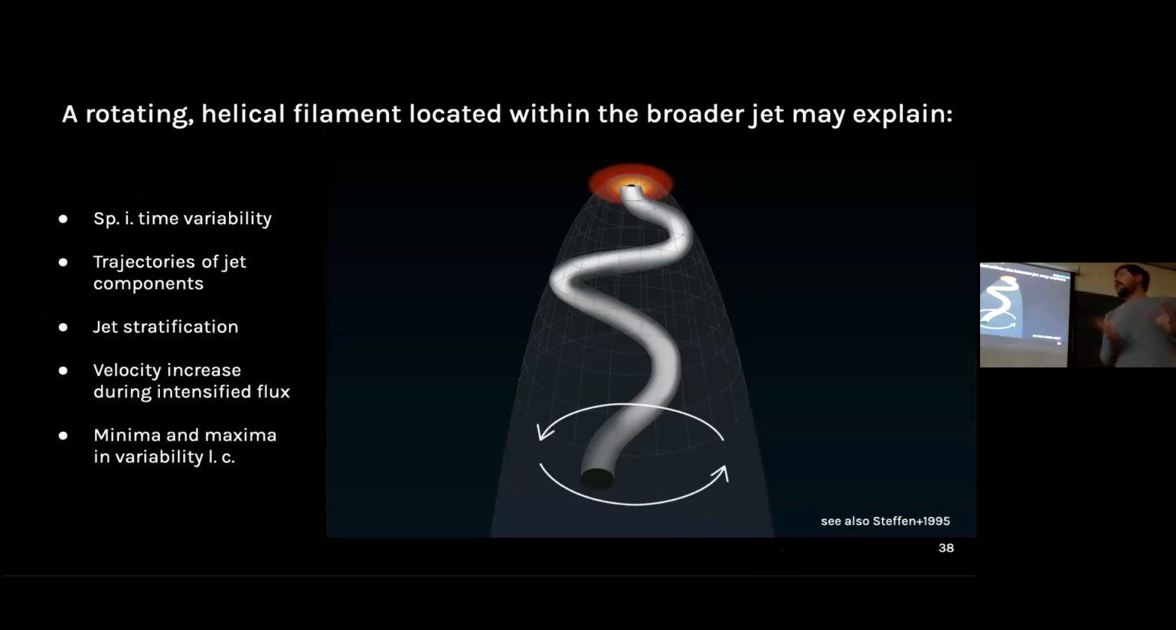Now, if we put all this together, we can explain everything if we have a rotating helical filament inside a broader jet sheath, as you can see here. This will explain the spectral index time variability that we saw, the trajectory of the different jet components, the jet stratification, the velocity increase of components when they were ejected during intensified flux, and also the minima and the maxima that we saw in the light curve. This is what I have been doing in my PhD.